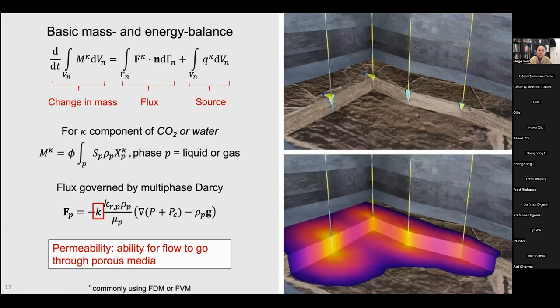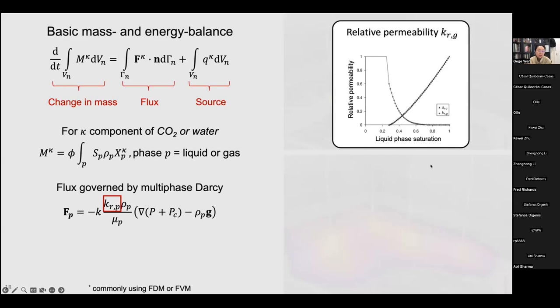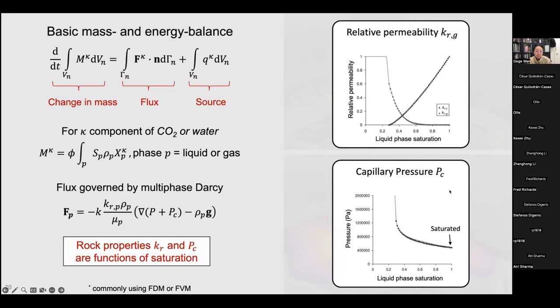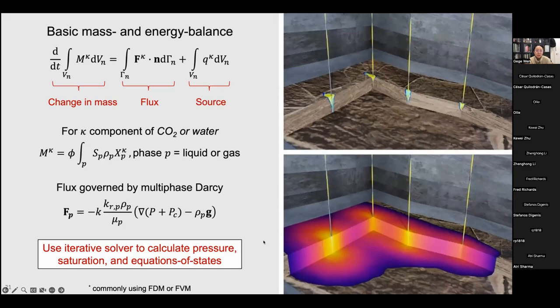The other one is this relative permeability curve. Think of the relative permeability curve as describing the gas and liquid phases fighting for this pore space, so they have a trade-off in permeability. And we also have a capillary pressure curve that is also a function of liquid phase saturation and describes the pressure of the gas phase exerting on the liquid phase. Notice that these all depend on the saturation and are inside this flux term. So these together make this equation very difficult to solve, although we are already making these averages at a reservoir scale. And we need to use iterative solvers to calculate the pressure, the saturation, and the equation of state.